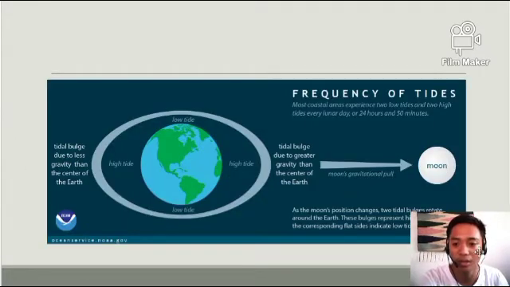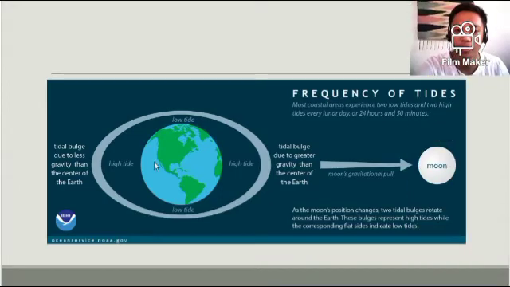So here this is the image na mas maintindihan natin. So ayan, frequency of tides. Tidal bulge due to greater gravity than the center of the earth. So sabi nga, mas greater yung gravity ng moon kaysa dun sa center of the earth. And the moon's gravitational pull, ito nagsisilbing high tide yung side to side, and yung taas is low tide. So hinihila niya by the moon gravity.